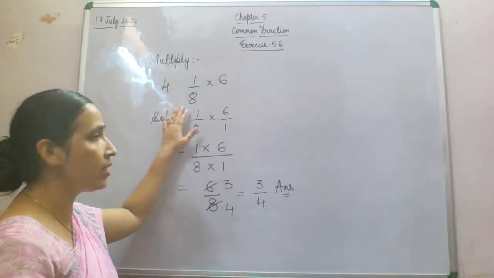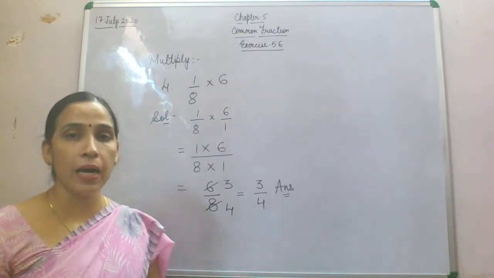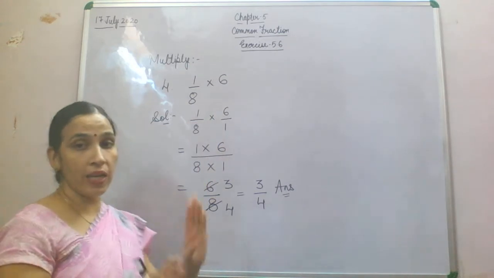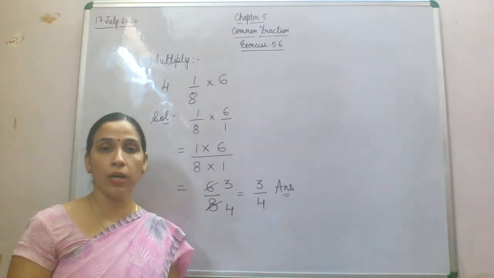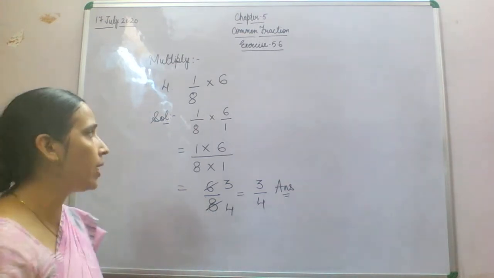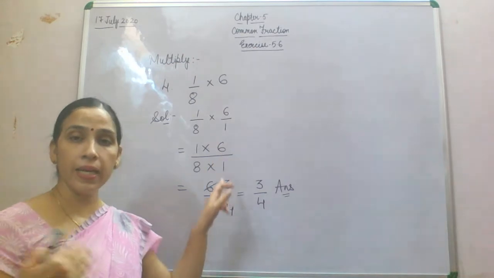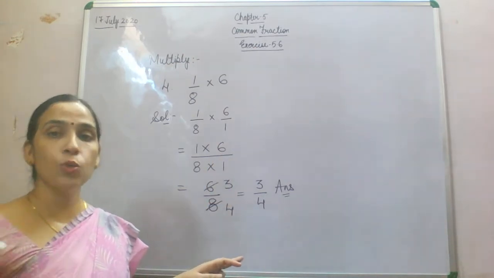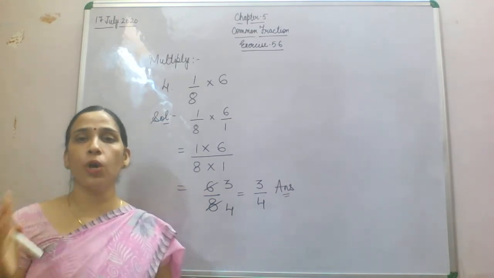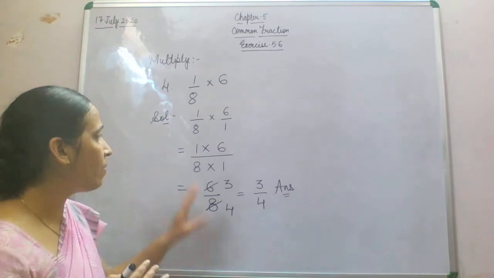You have been given a unit fraction 1 by 8 multiplied by a whole number, which is 6. Now we don't have any denominator with the whole number. So in the place of the denominator of the whole number, I will write 1. Now what is the next step? The next step is that the numerator will multiply by the numerator and the denominator will multiply by the denominator. So we will multiply it.